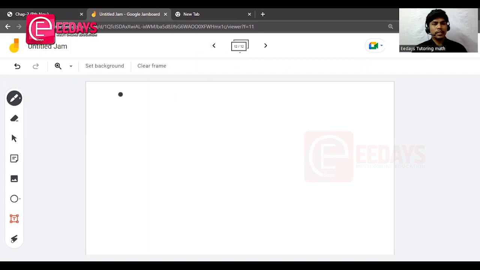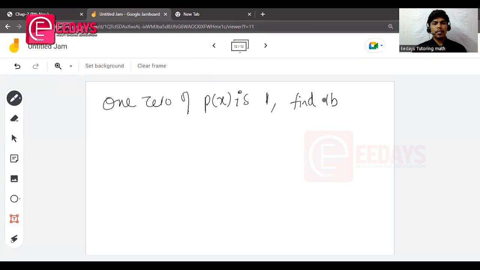All right, so here, one of the zeros of polynomial p of x is 1. Find the product of the other zeros of the polynomial equation. Okay, let's write like this.